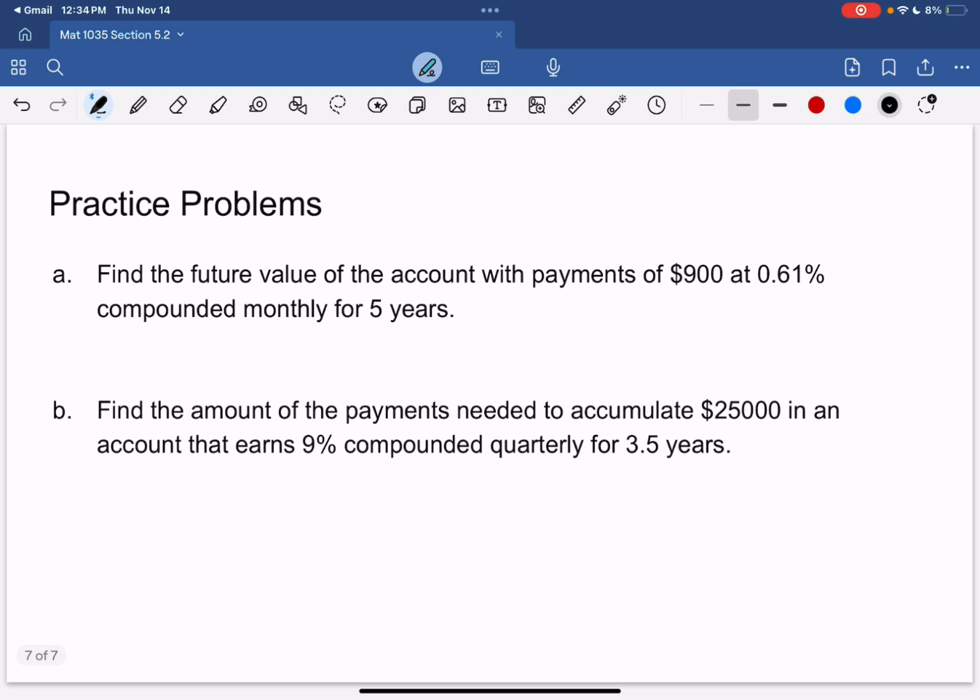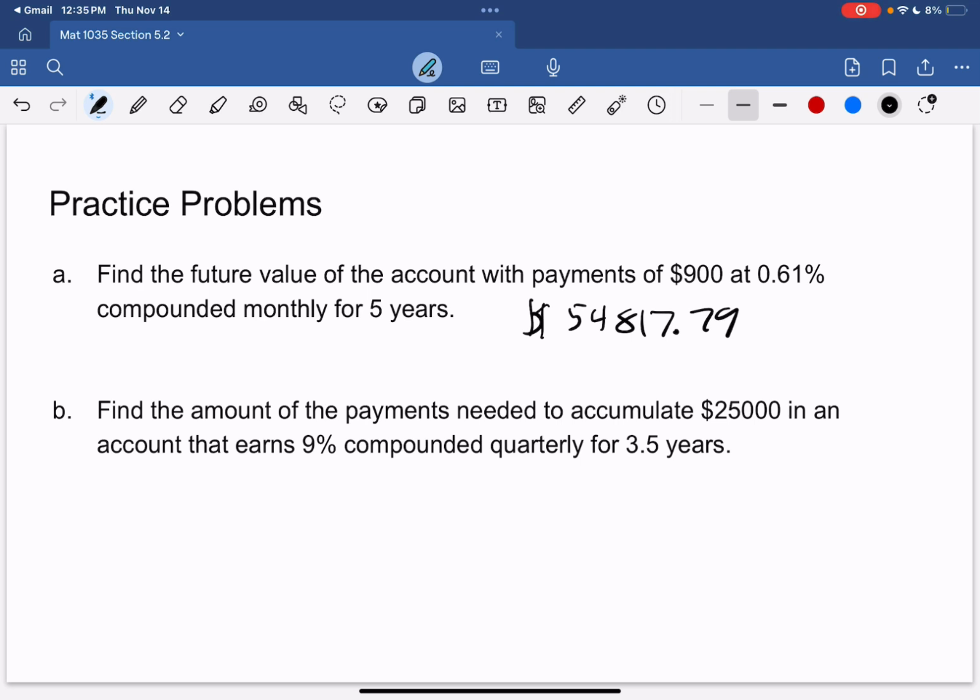All right, so here are some practice problems for you. I'll give you the answers to these, and then you can try these on your own. Find the future value of the account with payments of $900 at 0.61% compounded monthly for 5 years. So we want to find the future value, and that future value is $54,817.79. So we're making $900 monthly payments for 5 years.